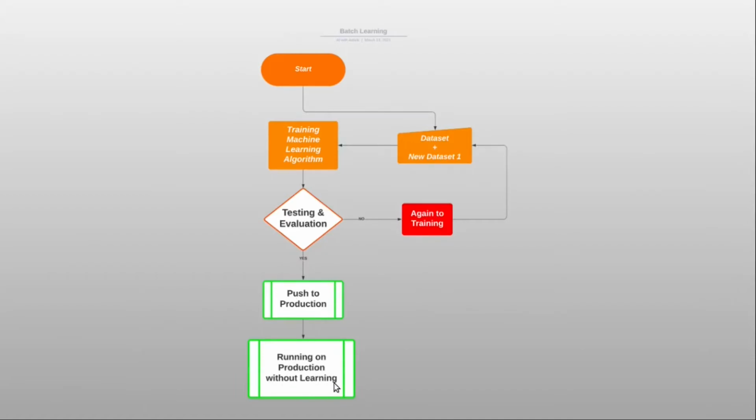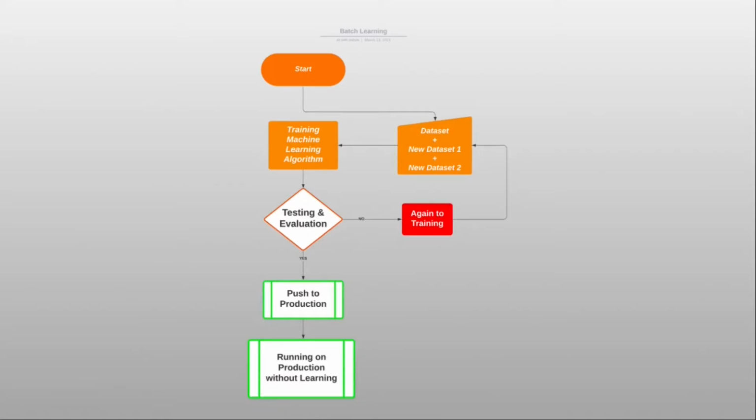the production without learning. And then after a week we have collected again 1000 terabytes of data, and then we have to add these 1000 terabytes of data to the older data set, which consists of 2000 terabytes of data. On combining both we get 3000 terabytes of data, and the 3000 terabytes of data will be given to the machine learning algorithm, and then it goes for training, evaluation, testing, and after testing is fine, again it will be pushed to the production and it runs on the production without learning.